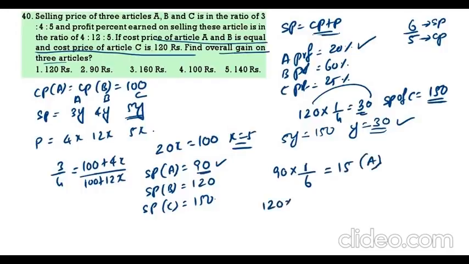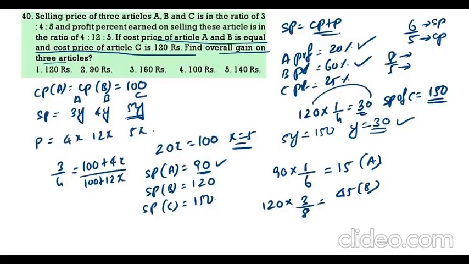The selling price 160 by 100, that means 8 by 5. 8 parts is 120. Then 5 parts is the cost price. Then 3 parts is how much? 3 by 8, that is 45. This is the gain of B.